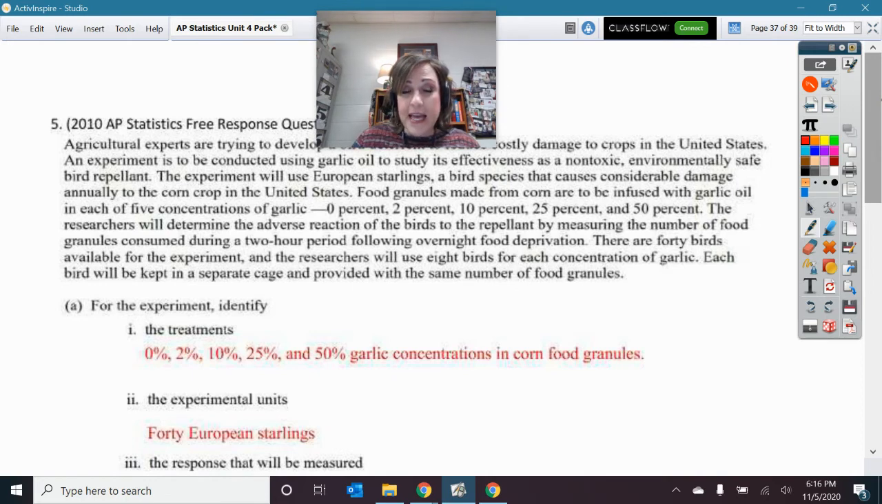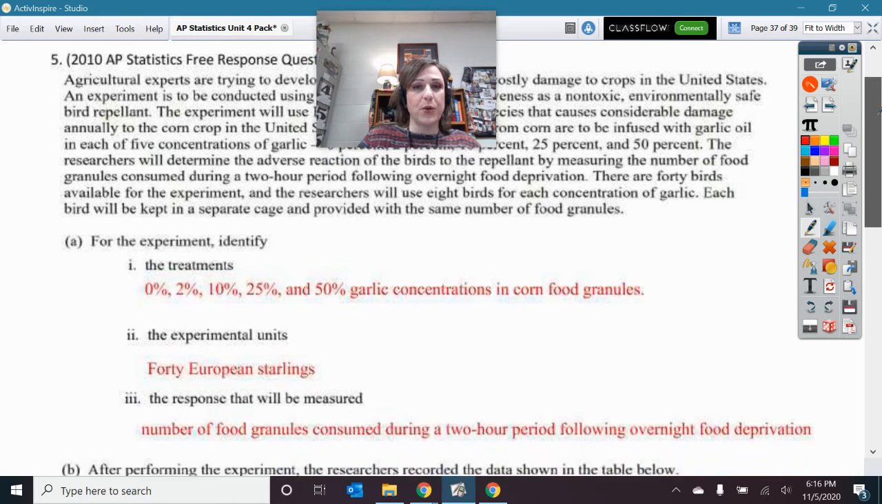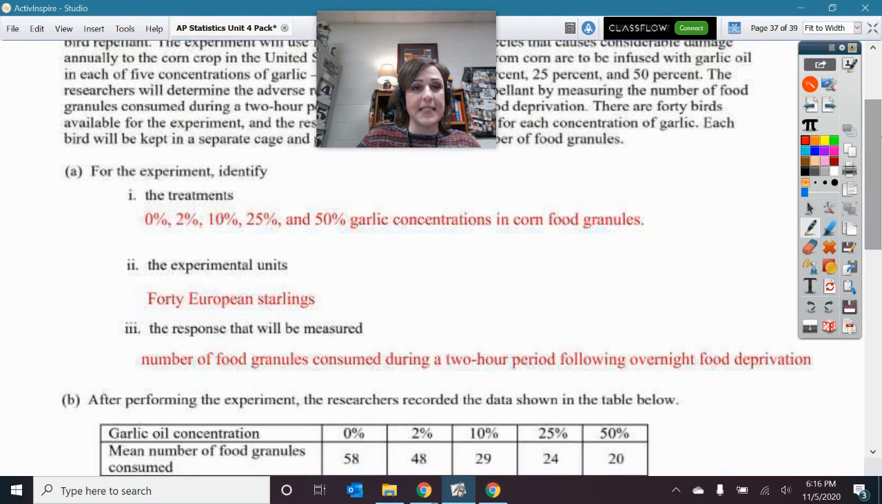So interesting is that you have a throwback here at the beginning to experimental design, Unit 1. Okay, throwback to that. So I went ahead and left that in there for you. Identify the treatments. That was the different concentrations of the garlic concentrations in the food granules. The experimental units, who are the subjects? They were the 40 European starlings.